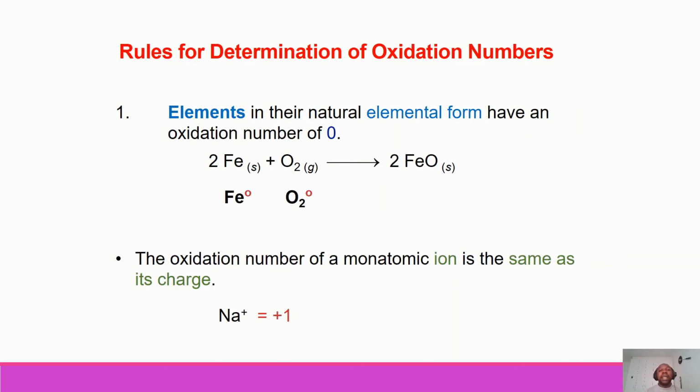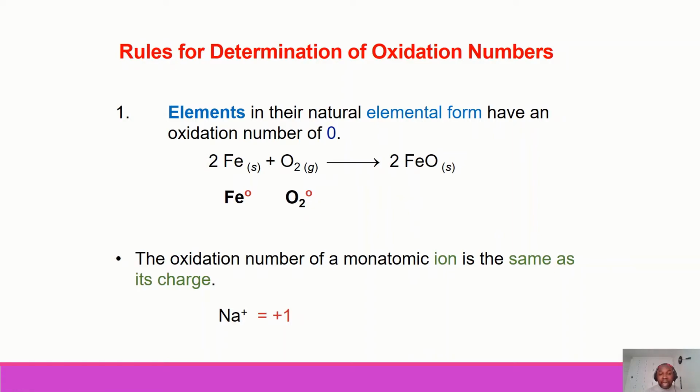Elements in their natural elemental form have an oxidation number of 0. For example, iron, it's in elemental form. It has not combined with anything. It's just an atom, so it's going to be 0. For oxygen also, it's in its elemental state, so it also has a 0 charge.